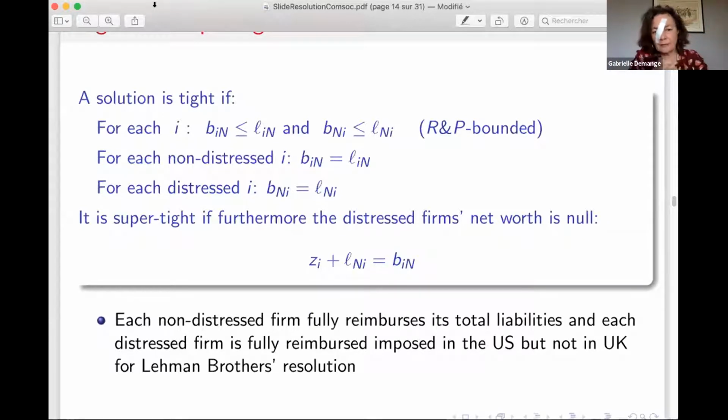And super tight is, I just add that the distressed firms' net worth is null. They cannot end up with a positive. There are rescues, they default, and they cannot end up with a positive. So basically, these 3 conditions are to limit some form of contagion or some form of impact of the distressed firms a priori, in some maybe arbitrary way.